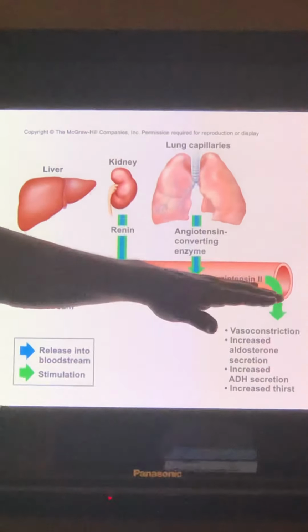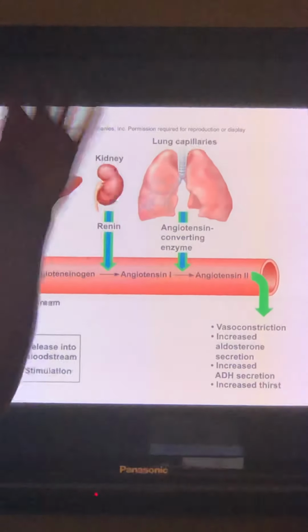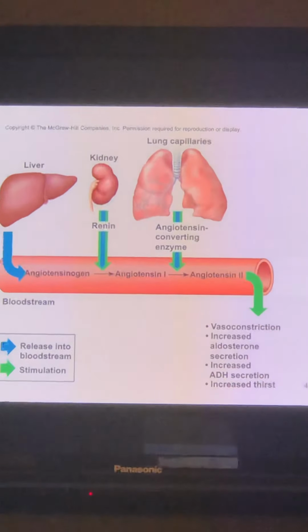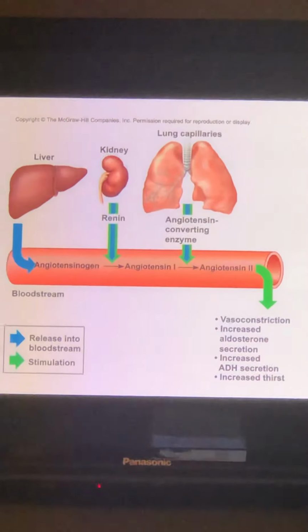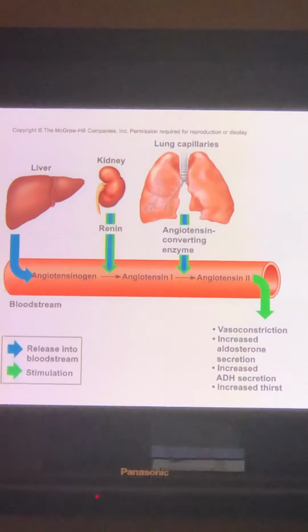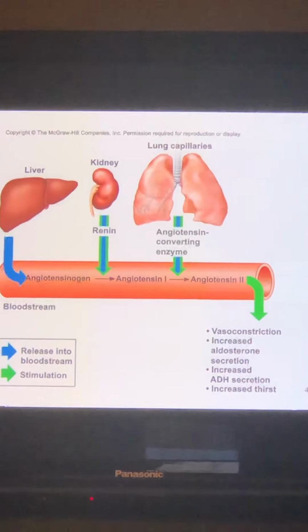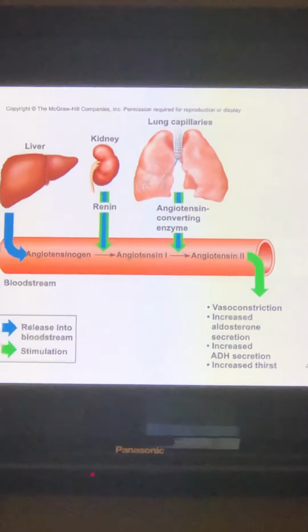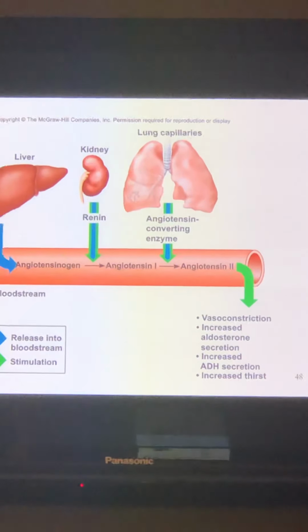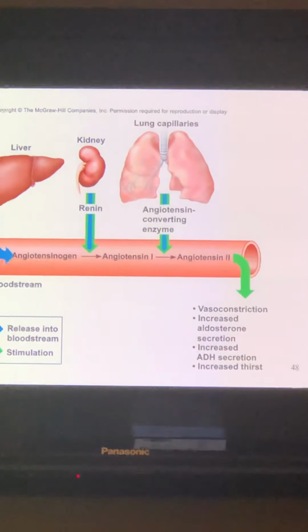So angiotensin 2 by itself is a major vasoconstrictor, meaning it's going to constrict the blood vessels, which means you have more resistance. We talked about that in chapter 15. More resistance means blood pressure goes up. It's also going to increase aldosterone secretion, and that's on your chart in chapter 13. And aldosterone secretion is from the adrenal cortex, and it's going to cause the reabsorption of sodium from the distal convoluted tubule.